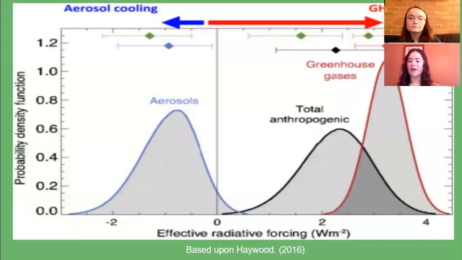This is a diagram of the net radiative forcing of aerosols and GHGs. The blue curve shows that aerosols have a negative radiative forcing due to their cooling effect. The red curve shows that the GHGs have a positive radiative forcing due to their warming effect. The black curve, representing the total anthropogenic emissions, shows that the addition of aerosols and GHGs creates a total positive radiative forcing, and therefore a warm temperature.